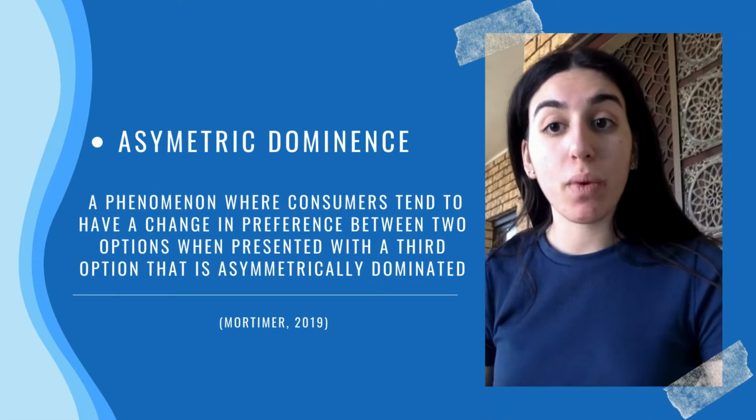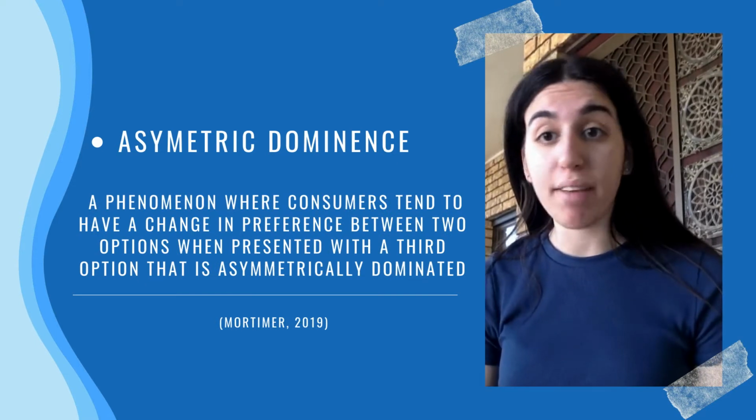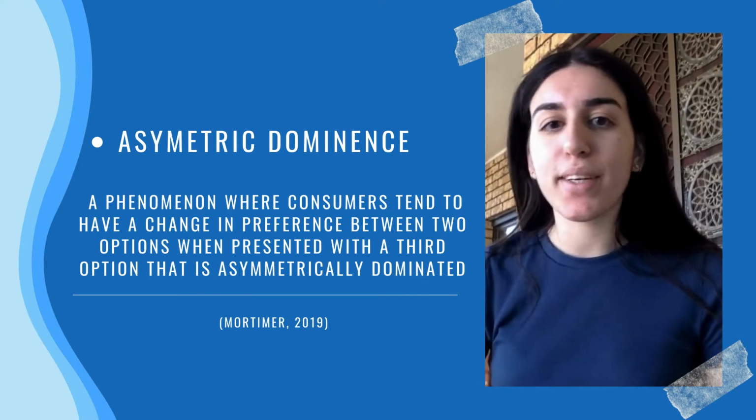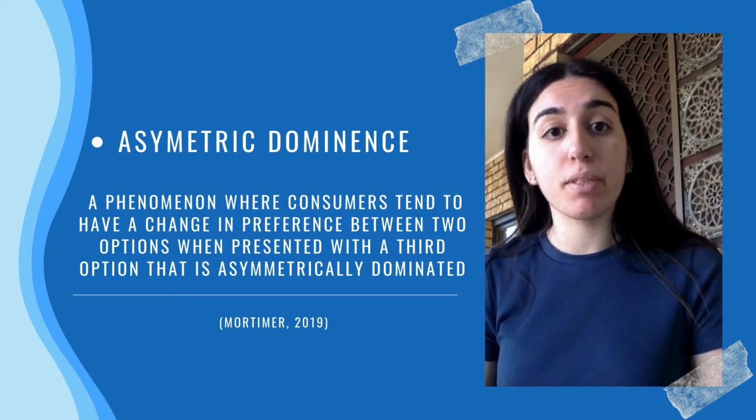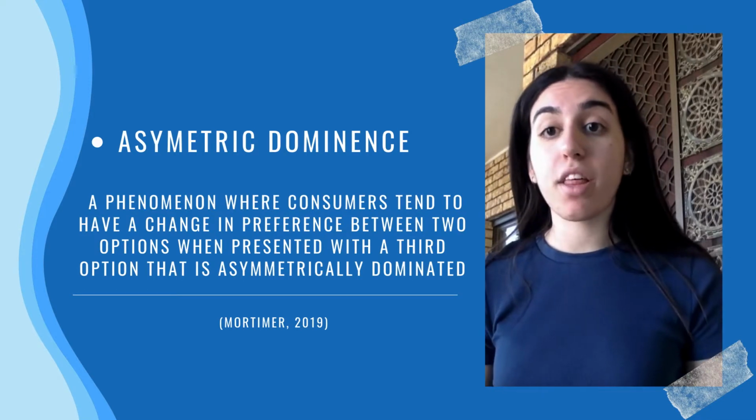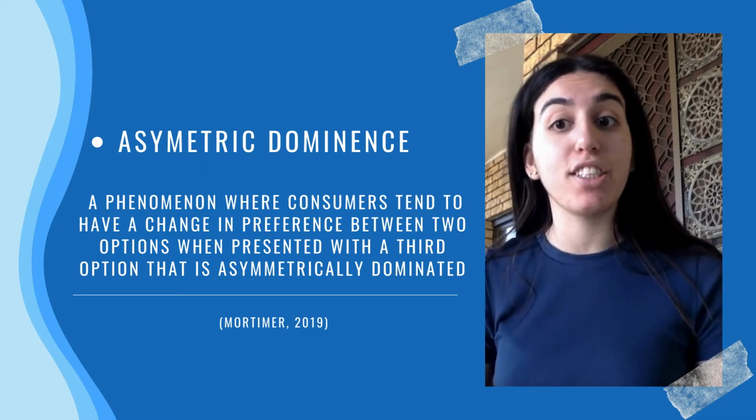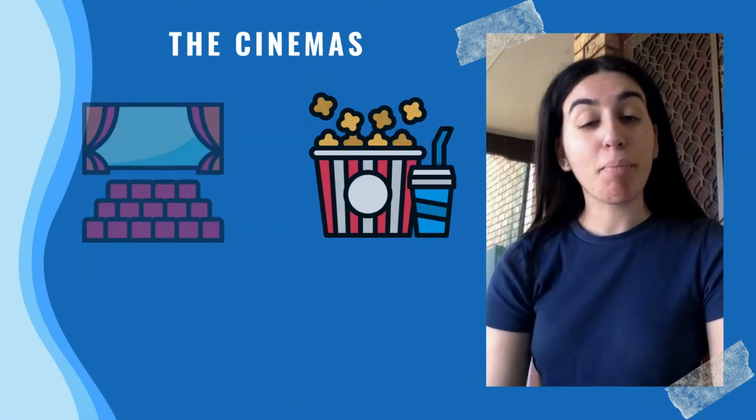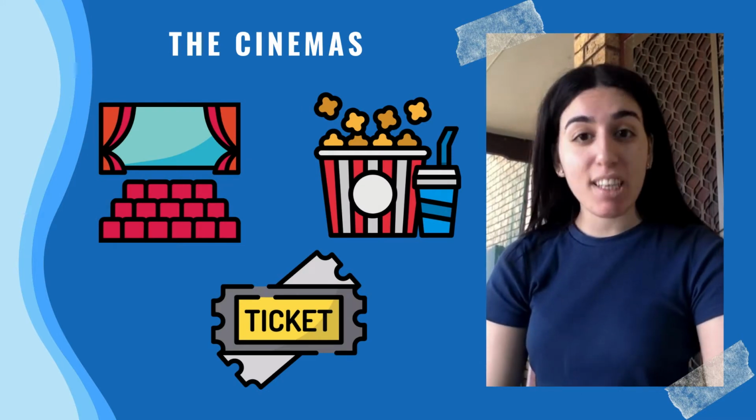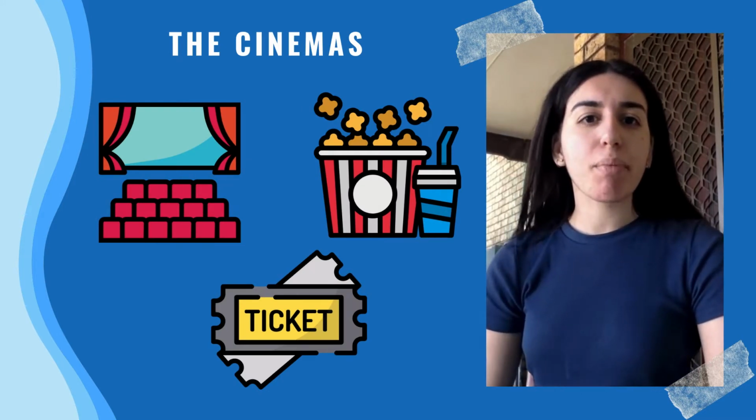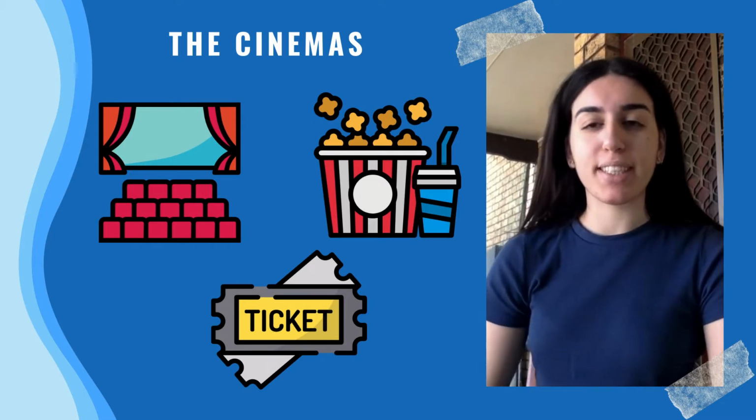So let's begin with one that we've probably all come across but haven't realized, and that is asymmetric dominance. It is a phenomenon where consumers tend to have a change in preference between two options when presented with a third option that is asymmetrically dominated. To put this into perspective, an effective example would be the marketing techniques done at the cinemas. Let's use the way they market the prices of popcorn sizes for reference.